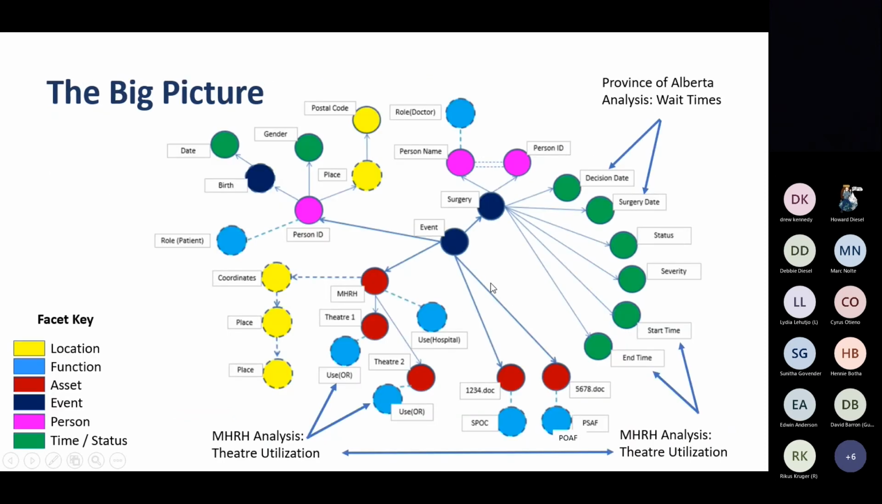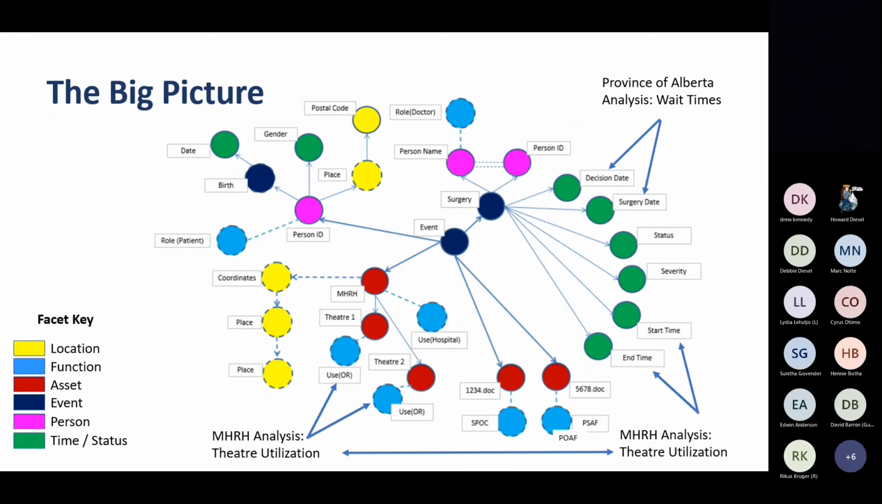Okay, I'm moving along here because I don't want to run out of time and leave time for lots of questions. So again, here's the big picture. The province of Alberta wanted to see this analysis between decision and surgery date. The hospital wanted to see this kind of thing between start time and end time to do analysis on these 2 theaters. And because this is flattened out, there seems to be a fair distance between this thing and these 2 things, but think about if you could fold it, you could make them closer together. So that's the big graph, the data model for this particular thing.